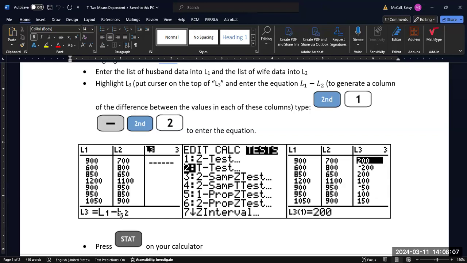If you're doing a less than or a greater than, you do need to be careful about which one you're claiming is greater than or less than the other one. But here it doesn't matter. So you can do L1 minus L2 or L2 minus L1. To call up L1, hit second one and then minus, and then to do L2, second two. Now, once this data is stored in list three like this, you can escape out of this screen and go back to the STAT menu and go over to the TESTS menu.